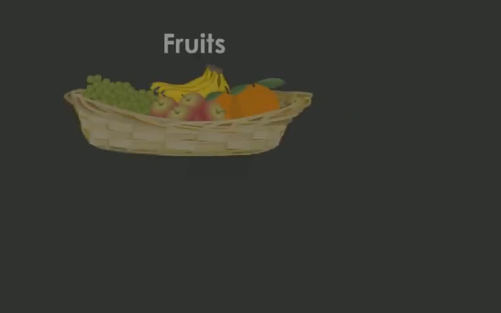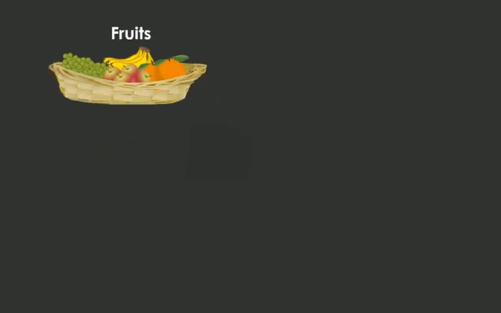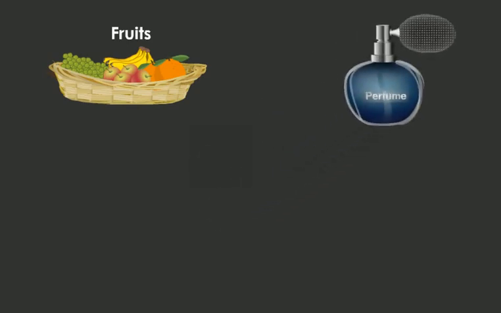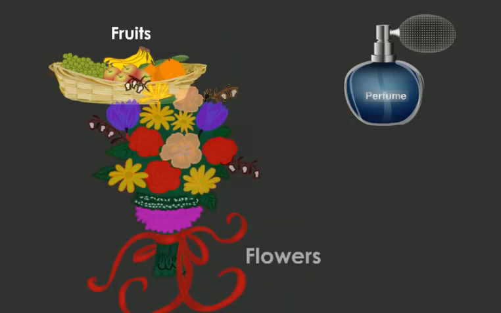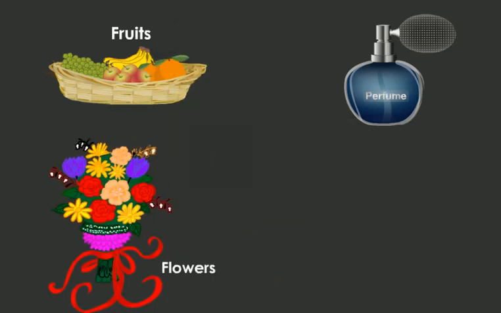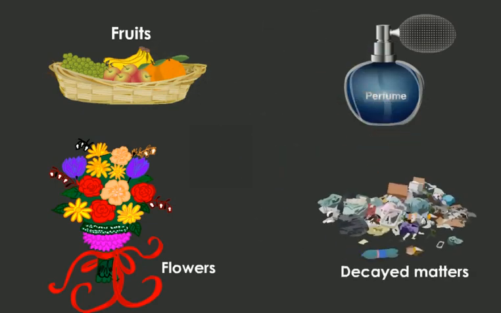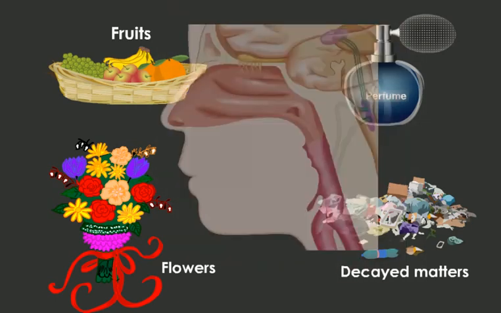Students, some substances have mild odor, whereas some have strong odor. Similarly, some odors are pleasant and others are unpleasant. We get the odor of the substances by smelling through our nose.